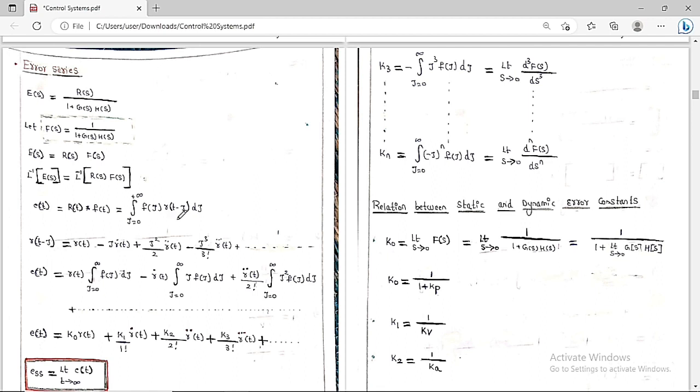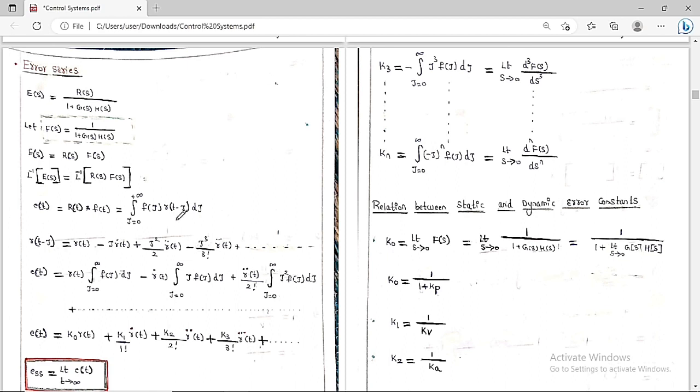Just substitute here. Then what are we going to get? If you multiply these two things, f of tau and this one, r of t is a constant, because we are doing integration with respect to tau. So t is a constant, so we can take it outside the integration. Then finally we get r of t integration from tau is equal to 0 to infinity f of tau d tau minus r dot of t integration from tau is equal to 0 to infinity tau into f of tau d tau plus r double dash of t by 2 factorial integration from tau is equal to 0 to infinity tau square into f of tau d tau.